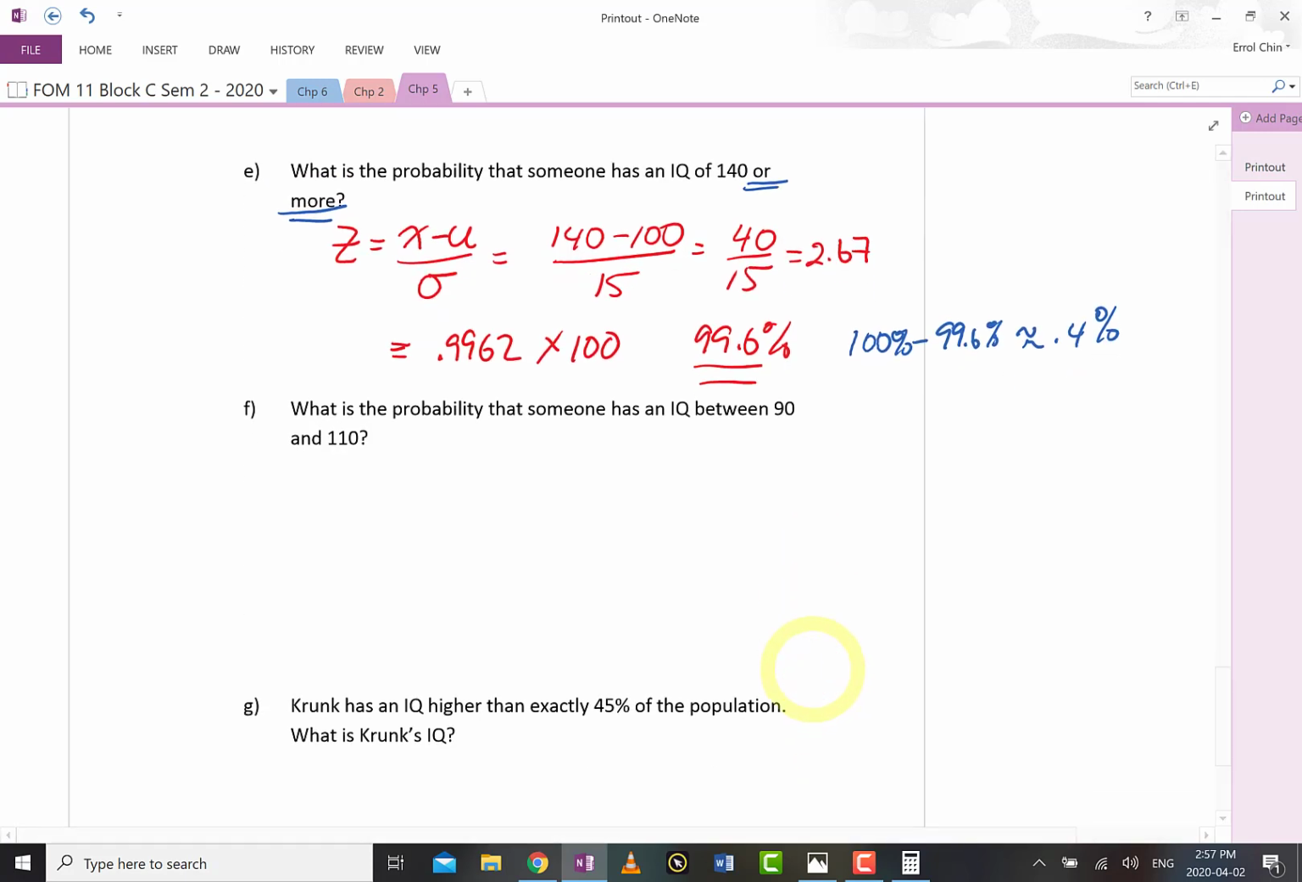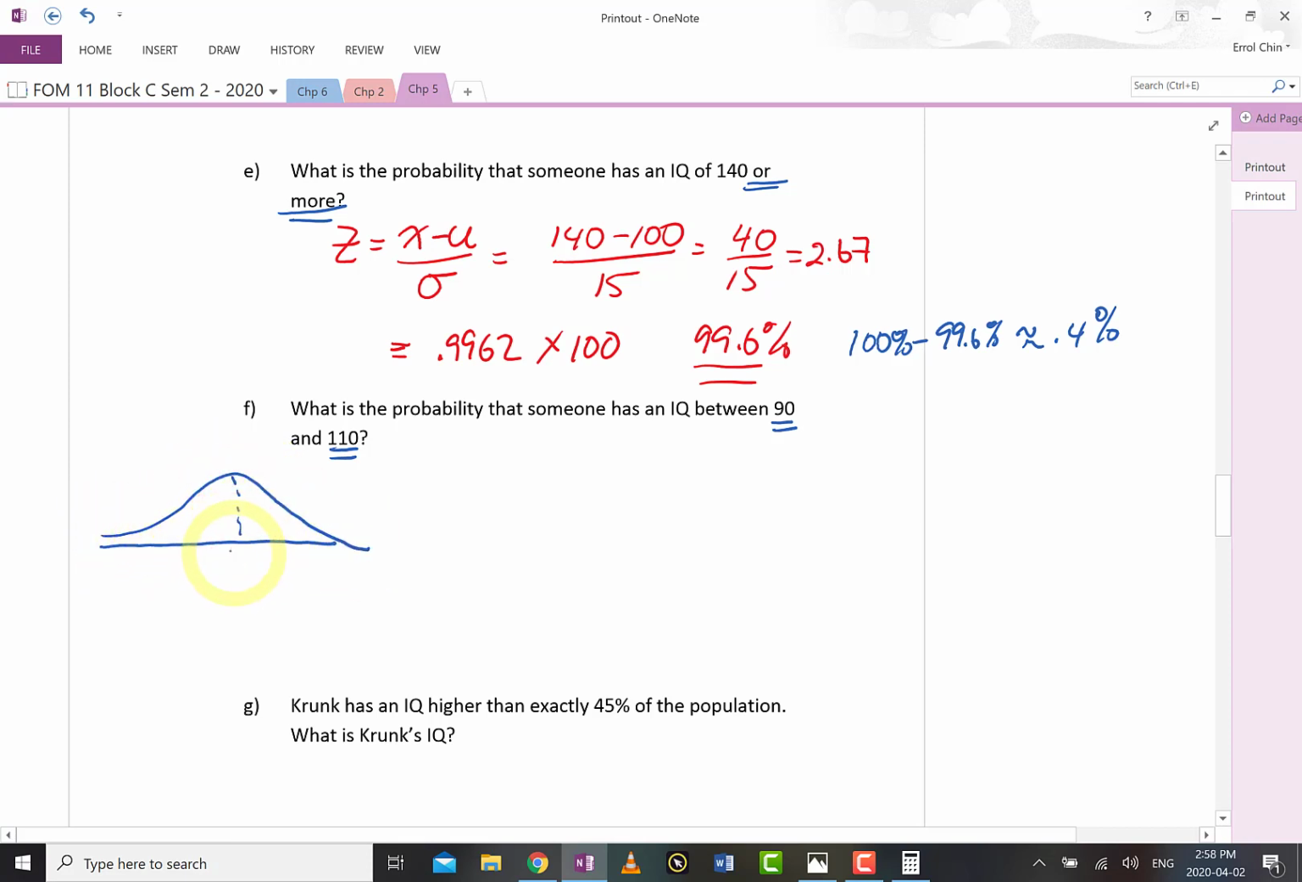All right. What is the probability that someone has an IQ between 90 and 110? So because we're looking for the area in between, we have to do two different calculations. All right. So for an IQ of 90, what we want to do is I'm going to draw a little standard normal.